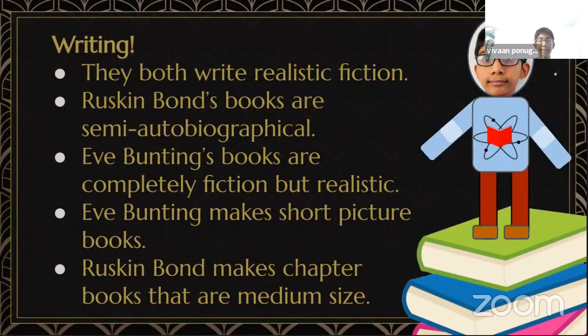Ruskin Bond's books are semi-autobiographical. This means that they basically portray him. An autobiography is a type of biography that an author writes themselves to tell their history. So Eve Bunting's books are completely fiction, but they are very realistic, like things like losing a shoe. Eve Bunting makes short picture books, while Ruskin Bond makes medium-sized chapter books, maybe 100 to 200 pages.